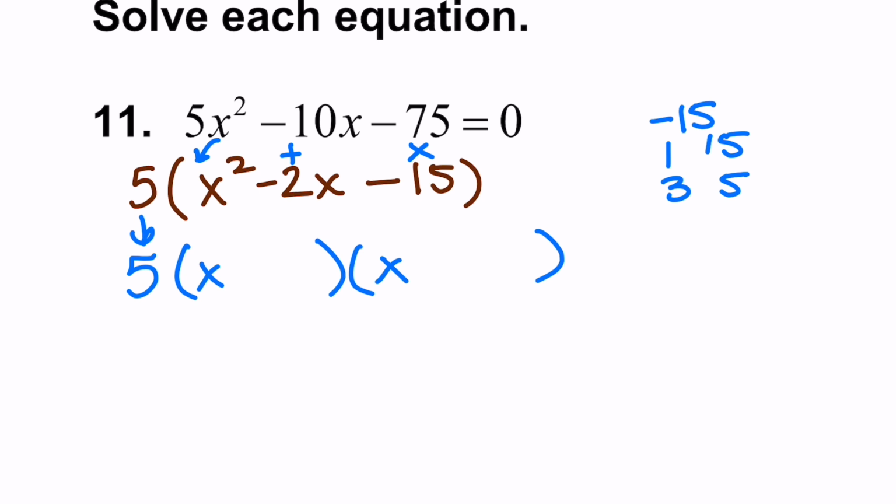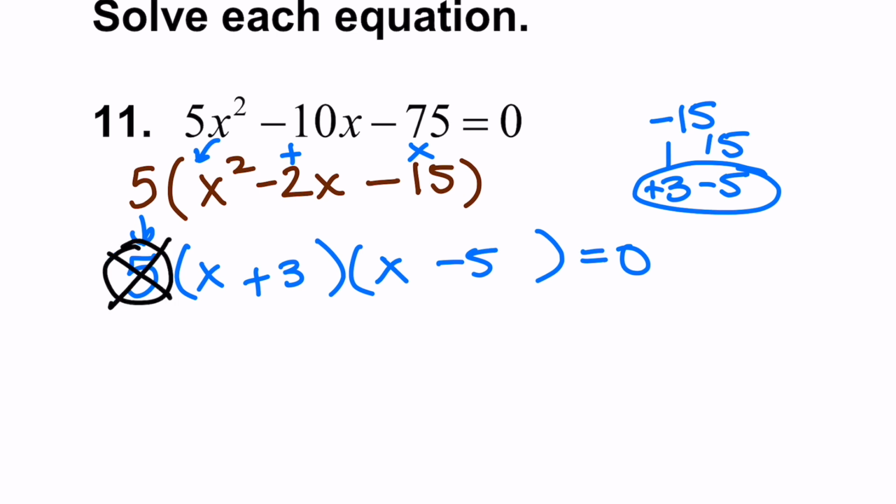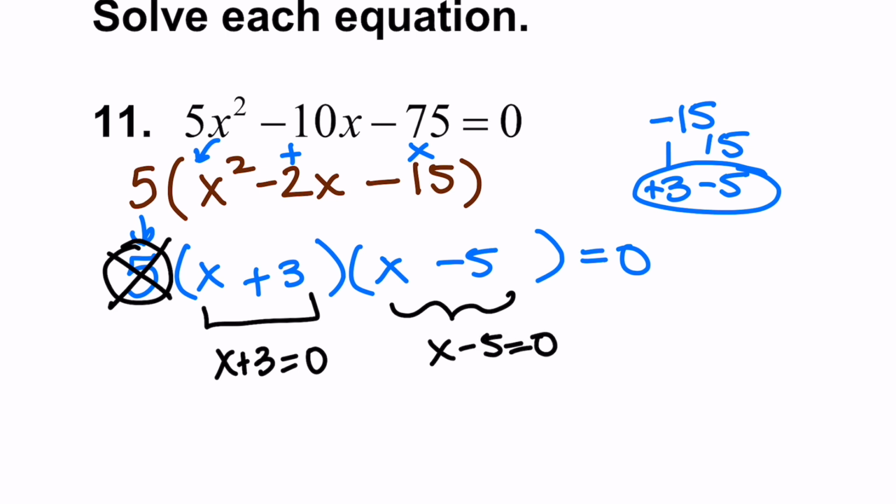We're looking at the number we're trying to add to is a negative 2, so we know the bigger number has to be negative. So we have a positive 3 and a negative 5. This is all equaling 0. And so we're going to set each piece equal to 0. Now 5 will never equal 0, so we don't need to worry about that. x plus 3 equals 0, and x minus 5 equals 0. Minus 3 to both sides, our x equals a negative 3. Add 5 to both sides, x equals 5.